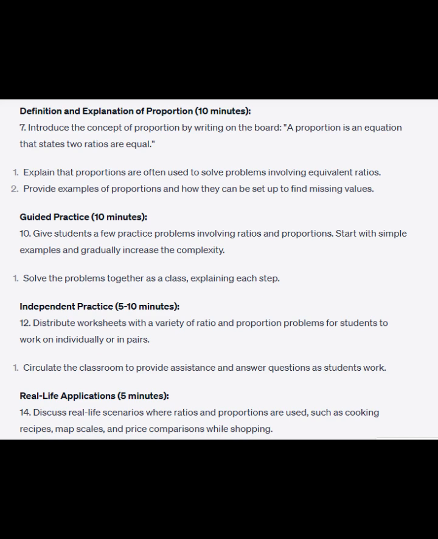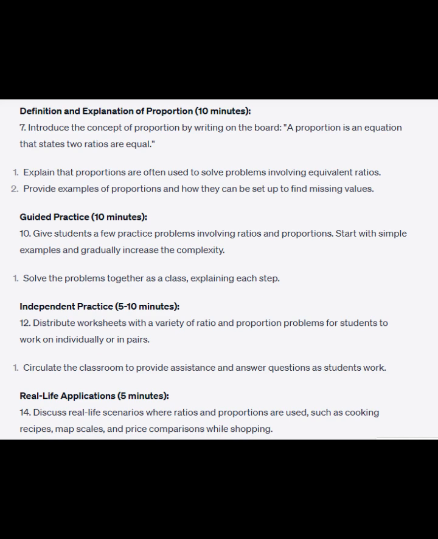Guided practice, 10 minutes. 10. Give students a few practice problems involving ratios and proportions. Start with simple examples and gradually increase the complexity. Solve the problems together as a class, explaining each step.